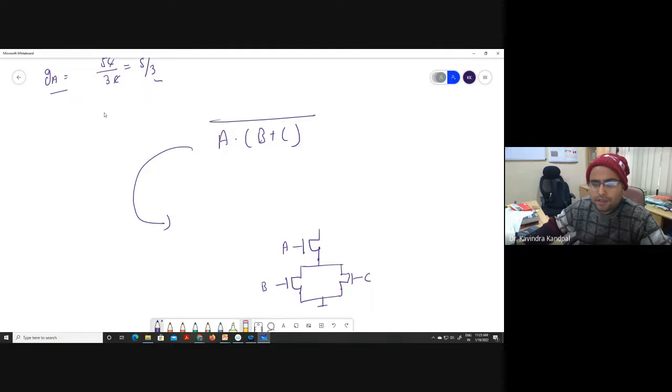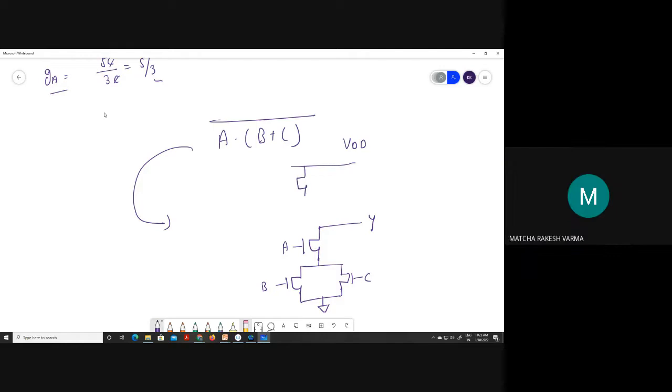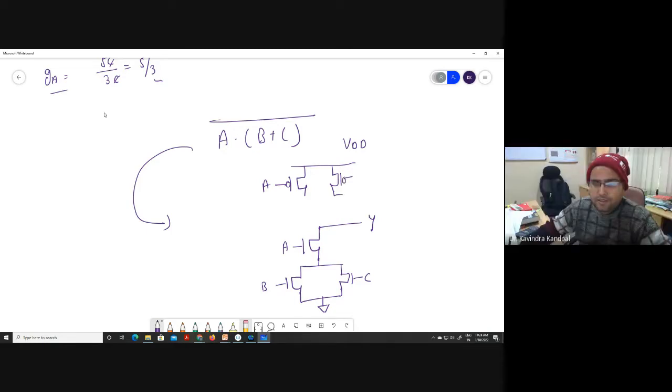right? This is the NMOS part. What happens to the PMOS part? Anyone? I do have the VDD here. A will be in parallel with B into C. A will be parallel with the series of B and C. B and C in series.